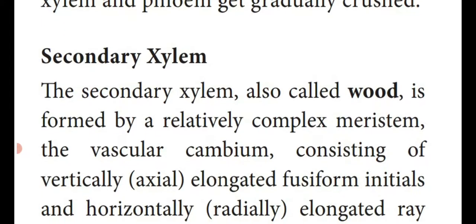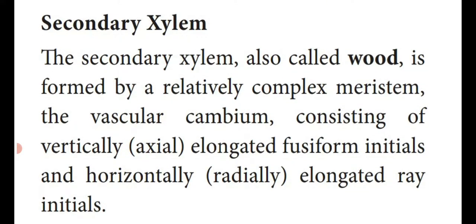Next, we are going to see secondary xylem. The one mark question: the secondary xylem is otherwise known as wood, which is formed by a relatively complex meristem, that is the vascular meristem, consisting of vertically elongated cells, as we already studied, in longitudinal section or axial section, known as fusiform initials. Then the horizontally, that means radially, elongated cells are known as ray initials.